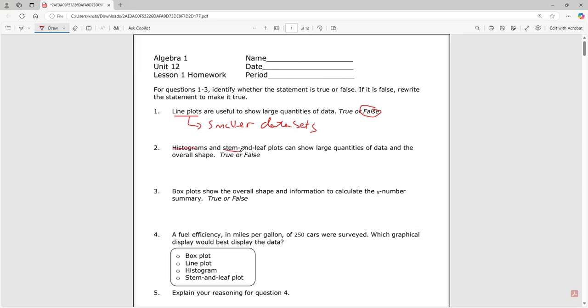Histograms and stem and leaf plots can show large quantity of data and the overall shape. That is a true statement, right? We use bins, right? But by using bins, like groups of numbers, it prevents us from seeing the actual real numbers. And then box plots show the shape, but we have to calculate a 5-number summary.